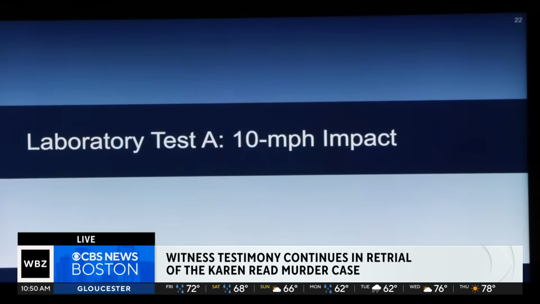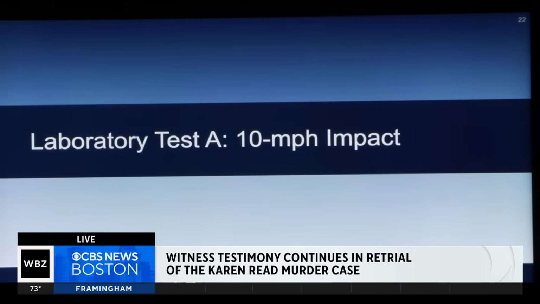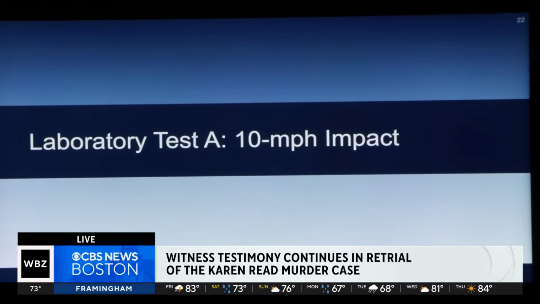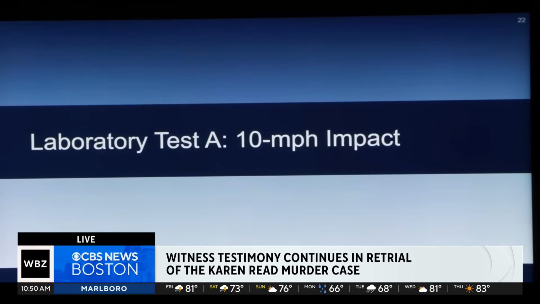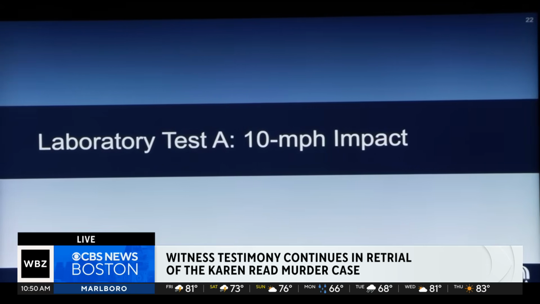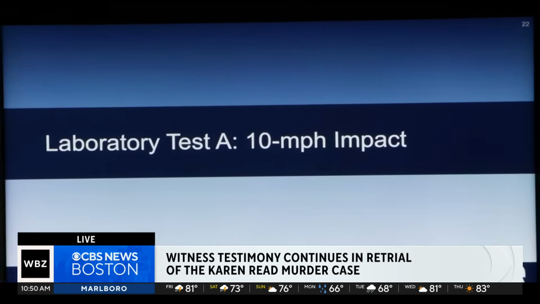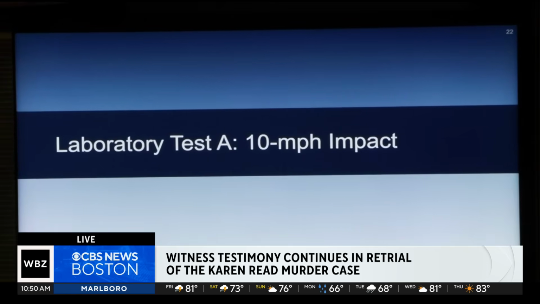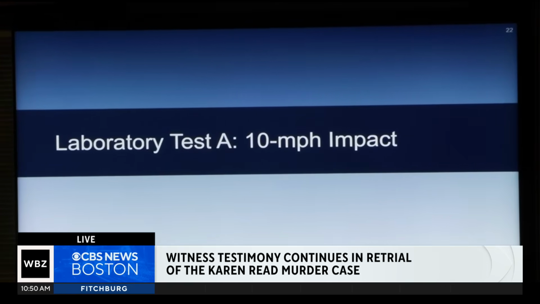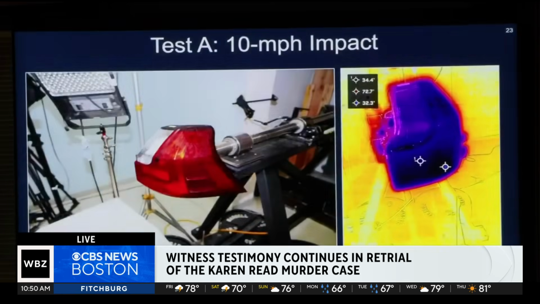Test A. Describe Test A for us, please. So you're going to see a series of photographs and then videos, but Test A was mounting a preconditioned taillight on that linear impactor to accelerate it into the Hybrid III arm to, again, evaluate the damage to the taillight and the acceleration to the arm. Let's move to the next slide, please.